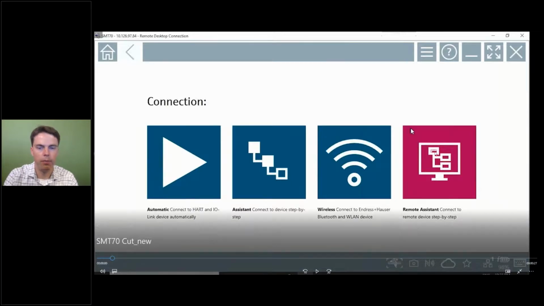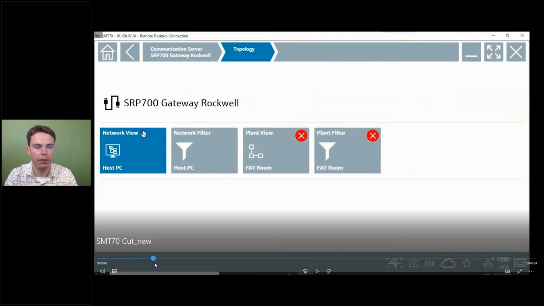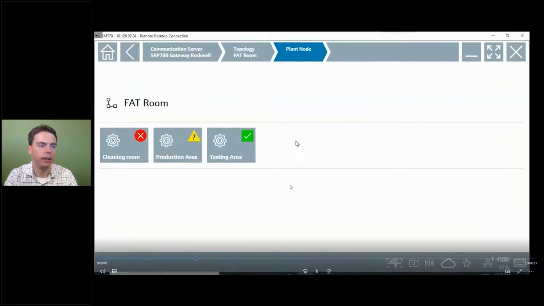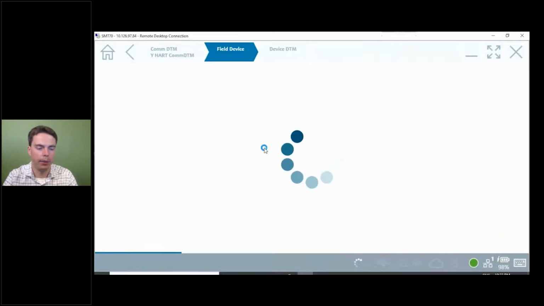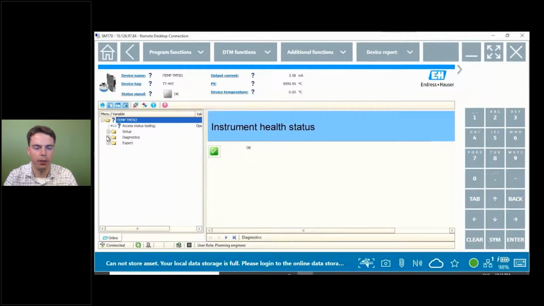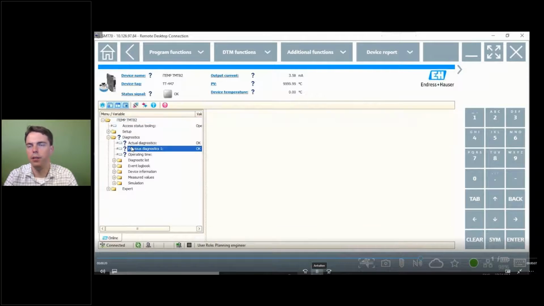So the only thing, once it's set up, you have this remote button, and if you then navigate through here, you will see the same structure that we had. So we have also the network view, the plant view, and you will see the same areas as we just saw before, where you can click on it, the cleaning room, the production area, and the testing area, and then you can connect to the devices for troubleshooting. If you click on them, you automatically connect to the device, and this is really just with a fingertip. So literally, there's not much knowledge you need to connect. So it's very easy to access.